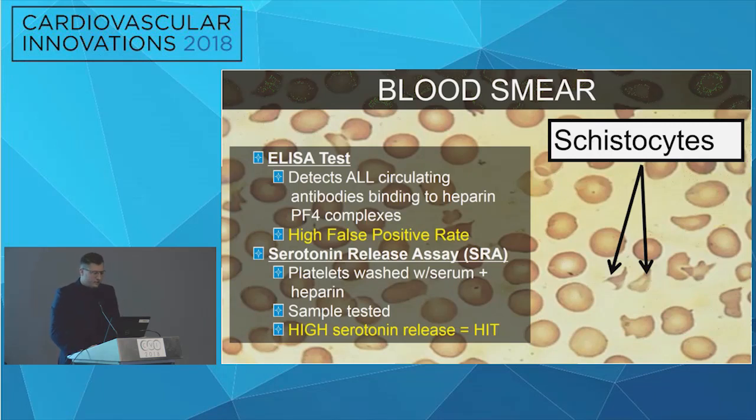A couple of tests that you can run are the ELISA tests. This is the most common test used for HIT. This detects all circulating antibodies binding to heparin, PF4 complexes. However, this does have a high false positive rate.